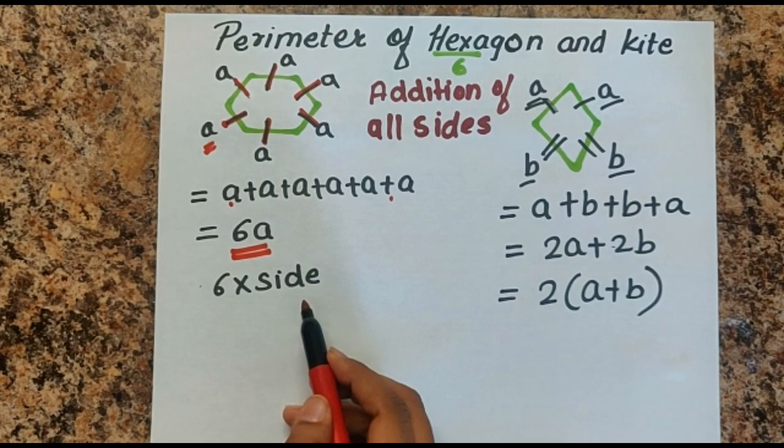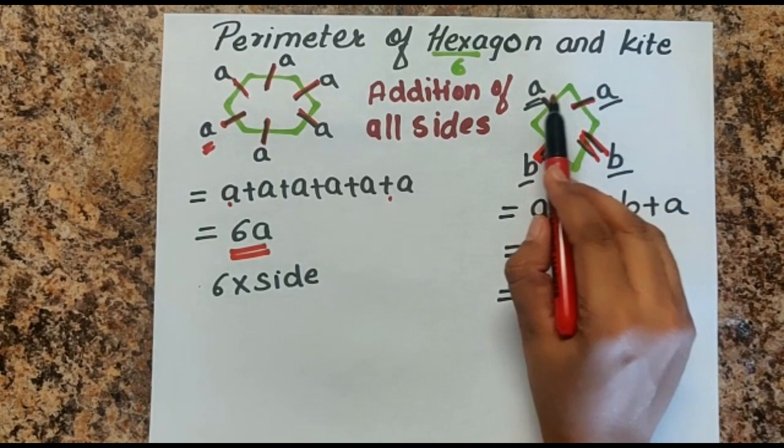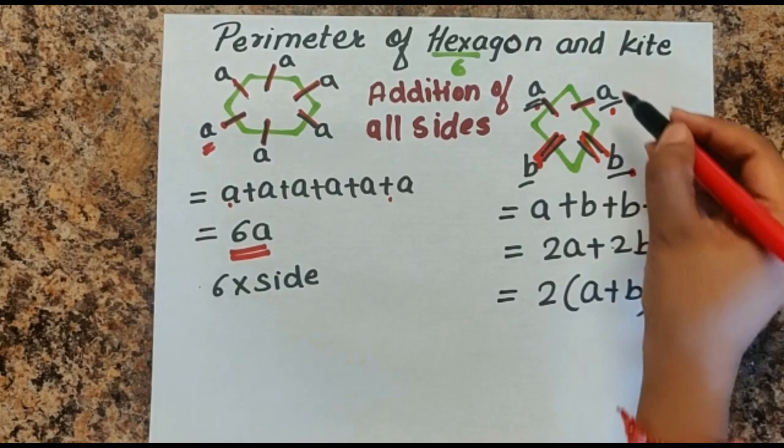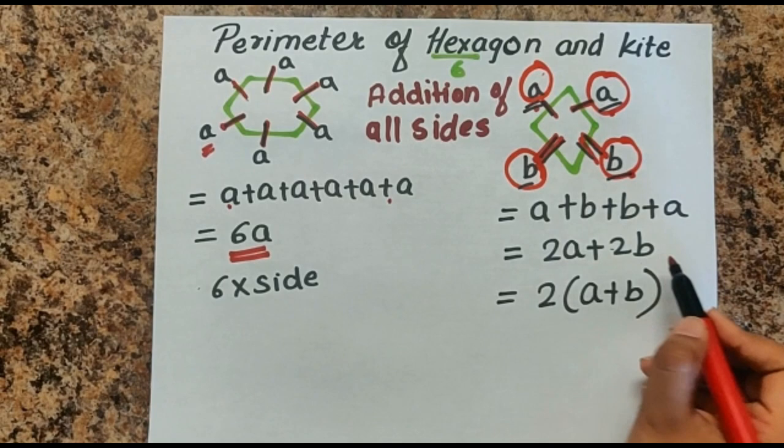Now let's see for kite. In case of kite, this and this length is equal. This and this length is equal. So if this is A, this will be A. If this is B, this will be B. So it becomes A plus B plus B plus A, which becomes 2A plus 2B, and finally 2 into (A plus B).